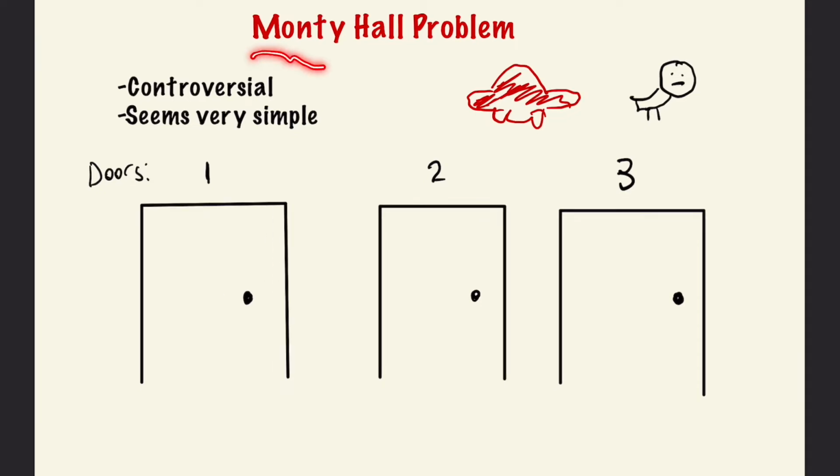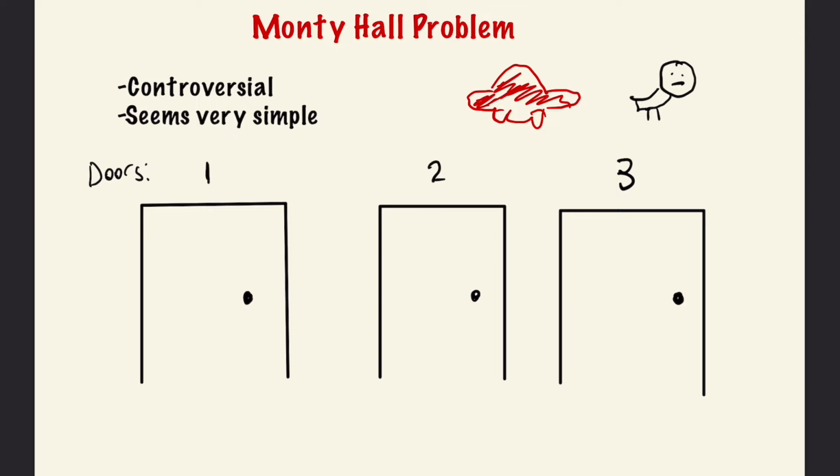So Monty Hall was a game show host, and on his game show set, he had three doors, number 1, 2, and 3. Behind one of these doors is a beautiful, beautiful red car, and behind the remaining 2 doors is a goat, or something that you just don't really want or don't really care for.